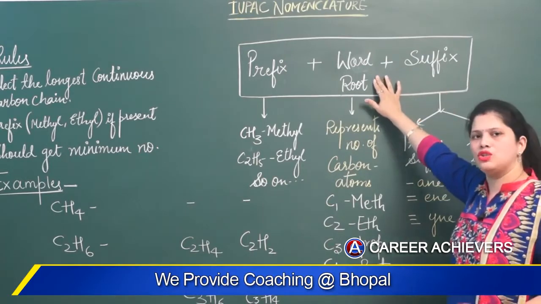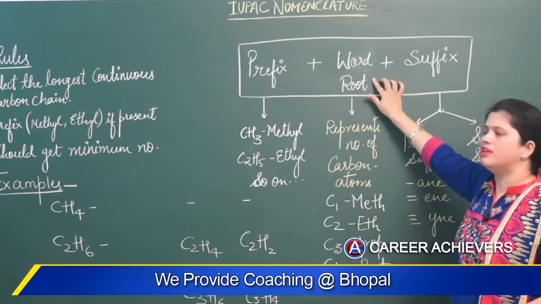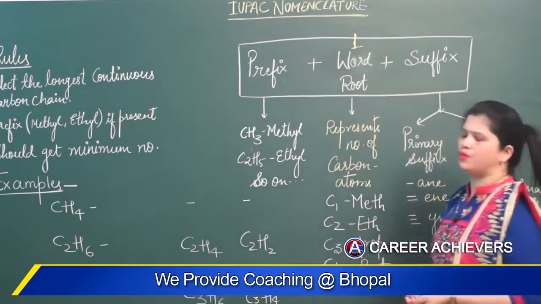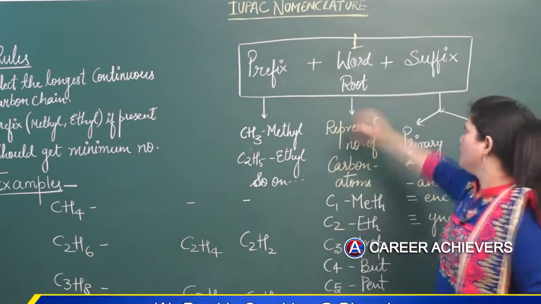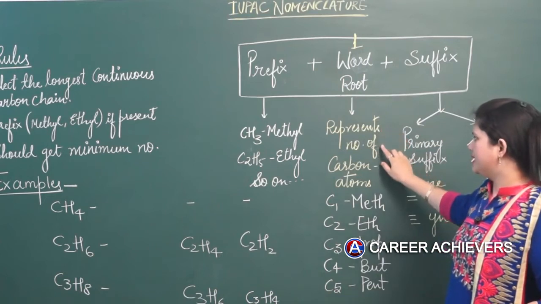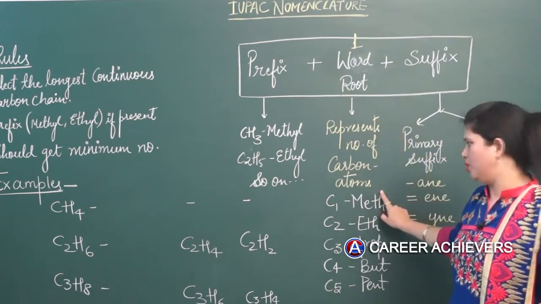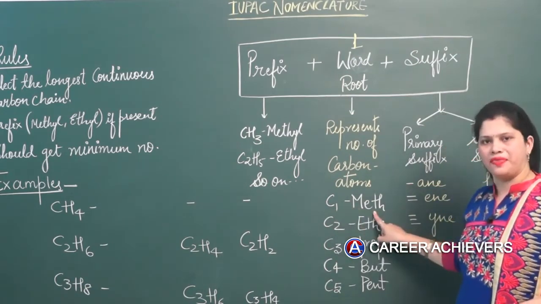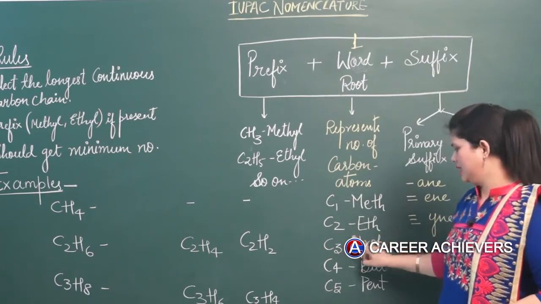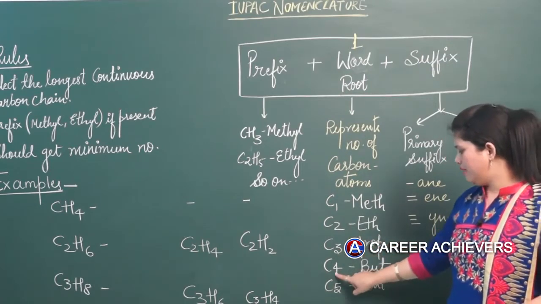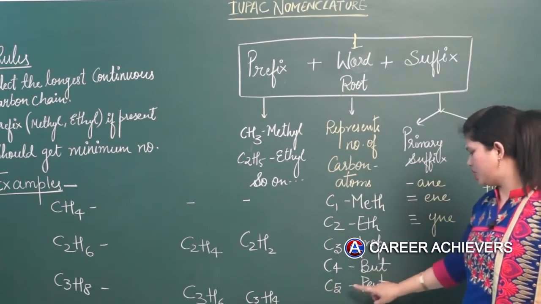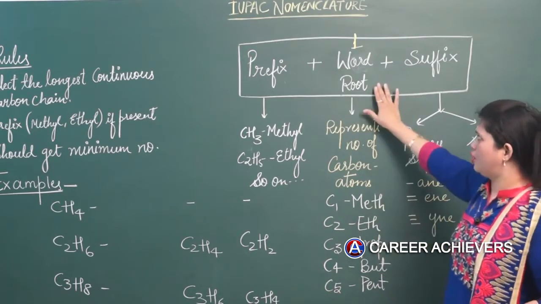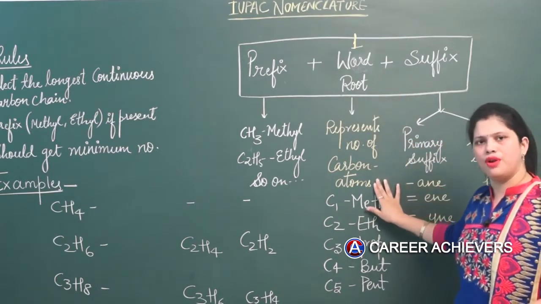Firstly, when we need to write the name of a compound, we write the word root. So in writing, number 1 has to be the word root and then both the parts. The word root represents the number of carbon atoms in the molecule. If there is only one carbon, we call it meth. If there are 2, then eth. If there are 3, prop. If there are 4 carbons, then but. If there are 5, then it is called pent. So this is the word root, which represents the number of carbon atoms.